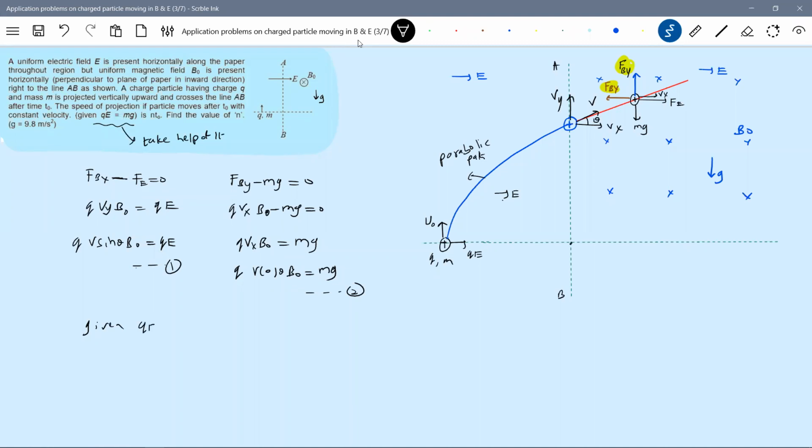Given Q equal to mg, based on that I'll equate these two. How much will sin theta get? Theta will be 45 degrees. So theta equal to 45 degrees means, what does it mean? But what was our question? The speed of projection we have to find out.